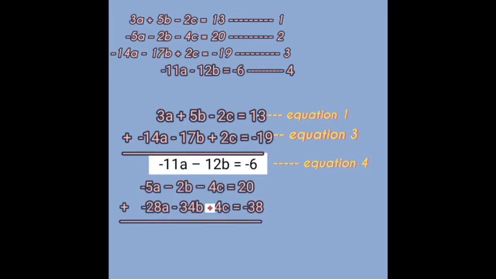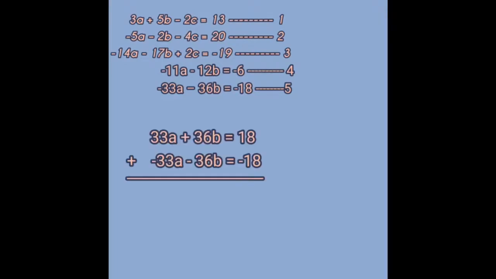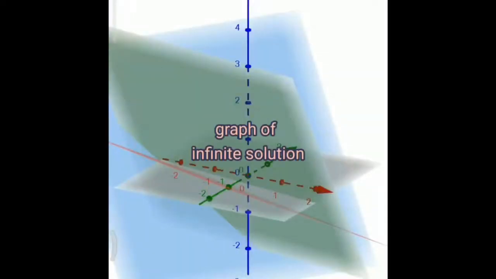Then, equation 2 is added with equation 3 that is multiplied by 2. So you can get the answer. It will be equation 5. Equation 4 and 5 are used right now. So equation 4 that is multiplied by negative 3 is added with equation 5. So I will get 0 equal to 0. 0 equal to 0 means there is an infinite solution to the system.